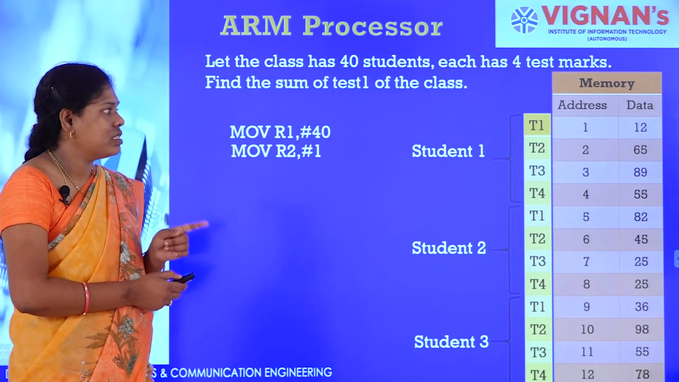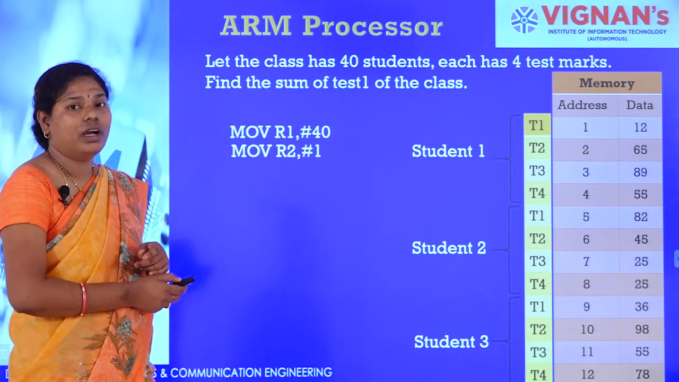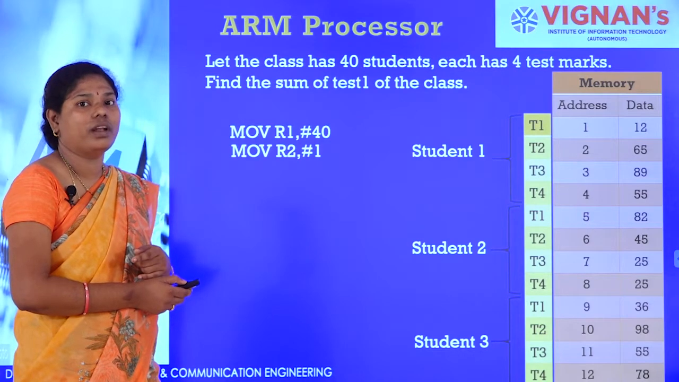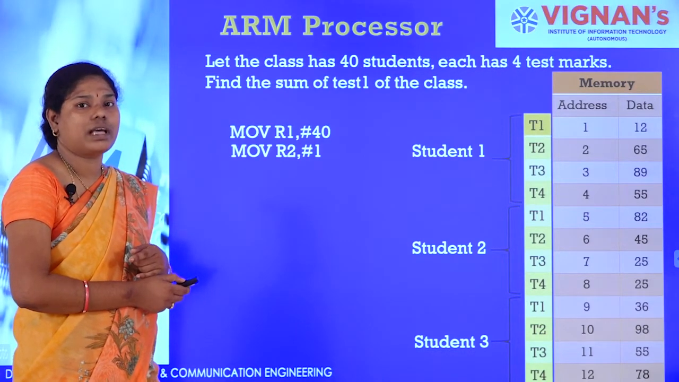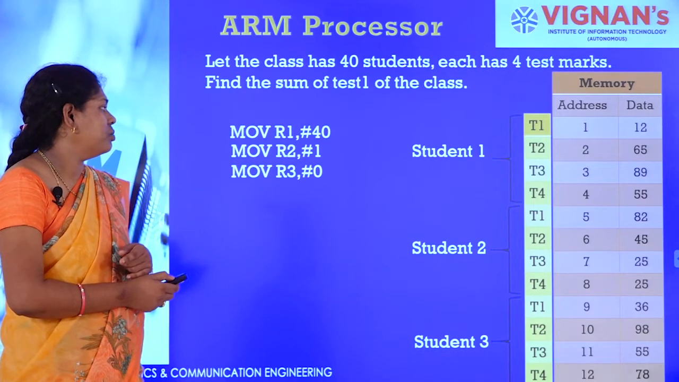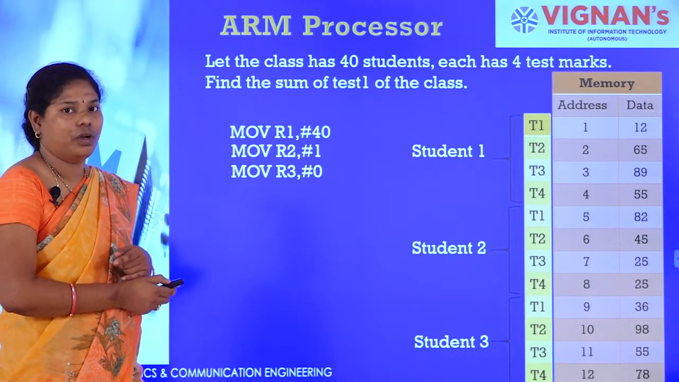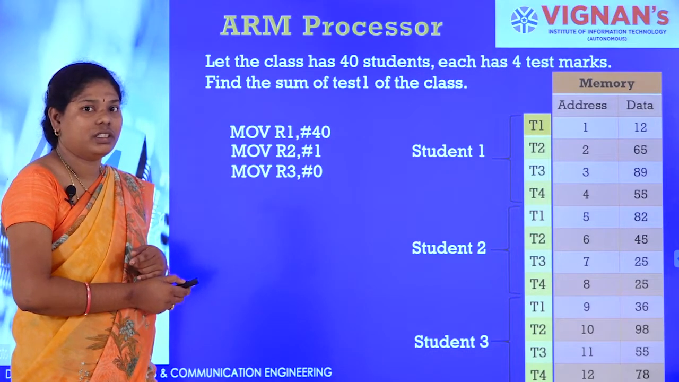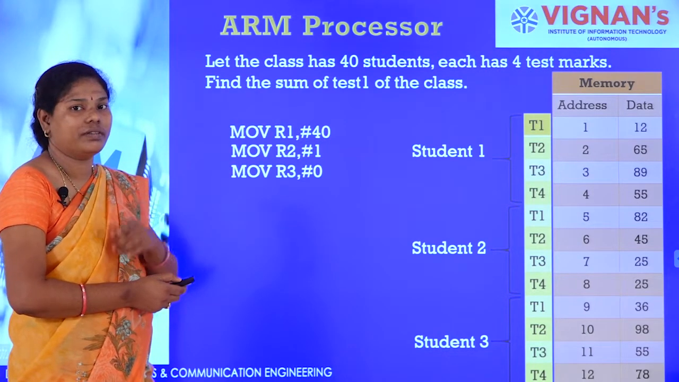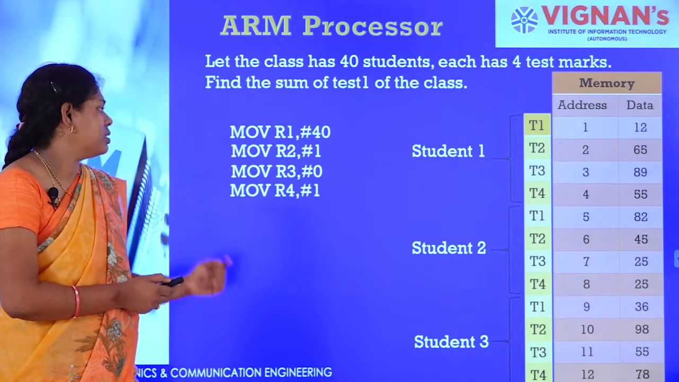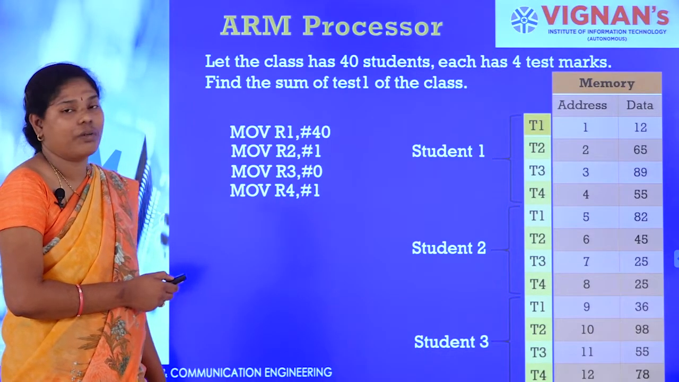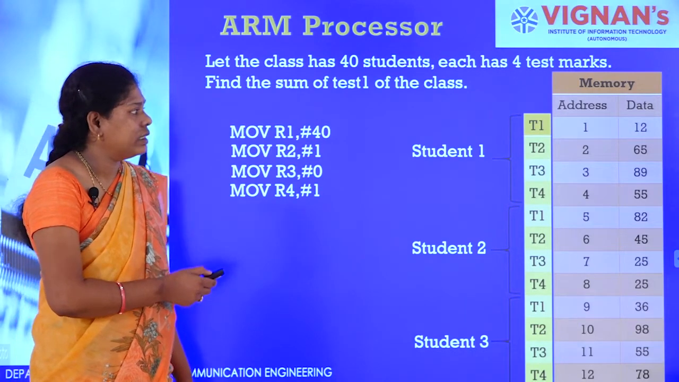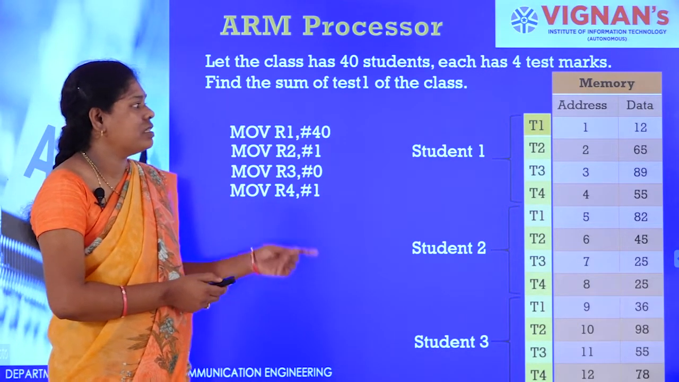Next thing, once we initialize the starting address of the data, similarly we must initialize one register to store the sum. Let me consider move R3 comma hash 0. Here we are indicating with 0. Okay, initially it is 0, now it has to accumulate the sum. The next thing, move R4 comma hash 1. Okay, this we are using to get the next address, that is, the first address is 1.